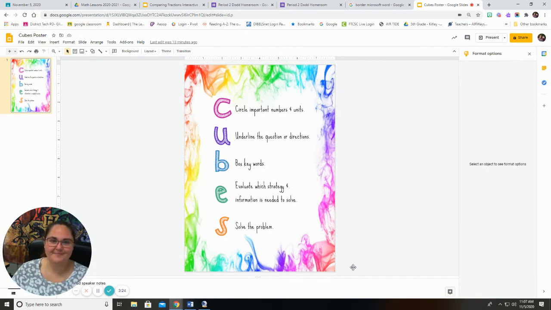Ready? Circle important numbers, underline the question, box in key words, evaluate how to solve the problem, solve the problem.